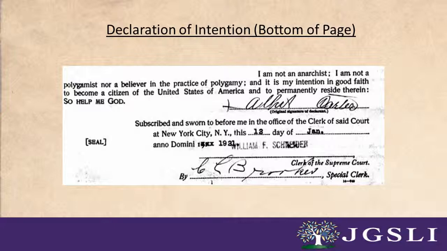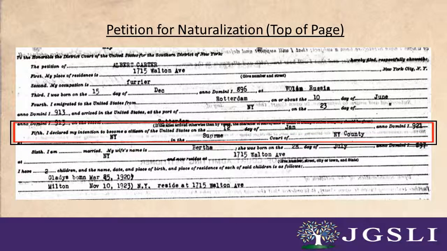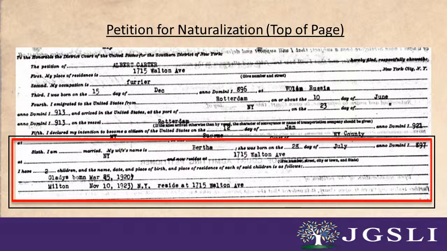Now let's look at the petition. The first 4 questions at the top of the page contain much of the same information that was asked for on the declaration. You should check, though, to see if any of the answers are different. Question 5 gives us the date and the court where the declaration was filed. If you found the petition before the declaration, this would be very helpful. It's also possible that an applicant moved between the declaration and the petition, so you might find the 2 documents filed in different states.